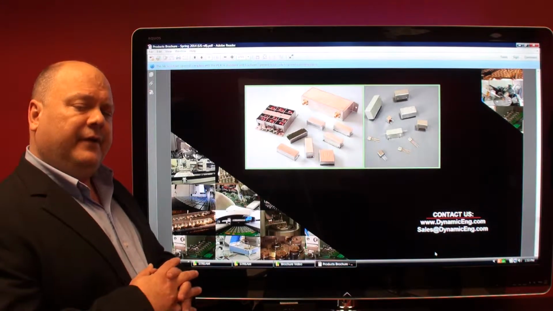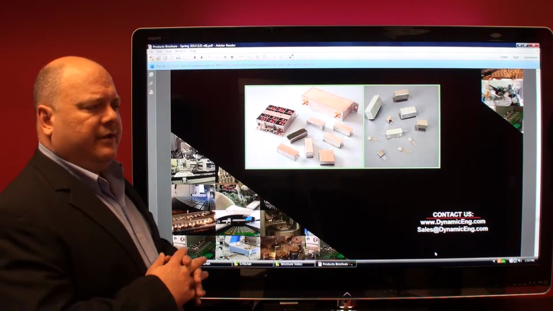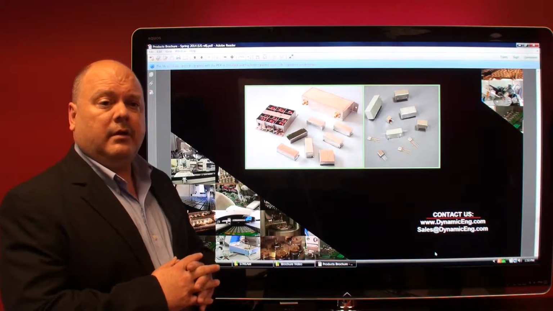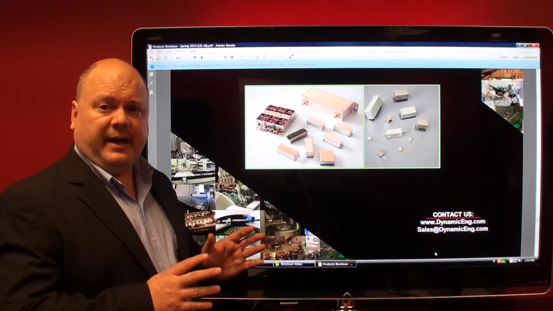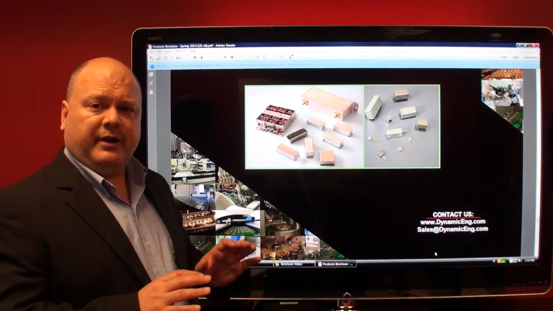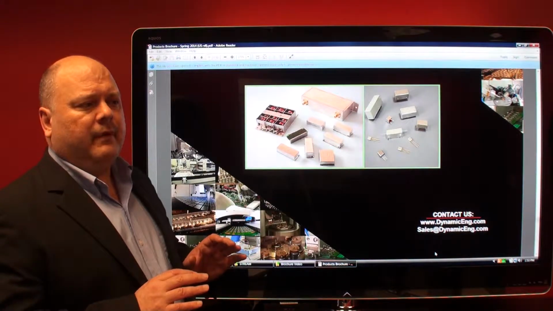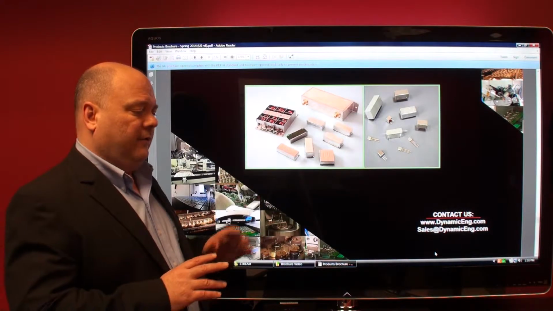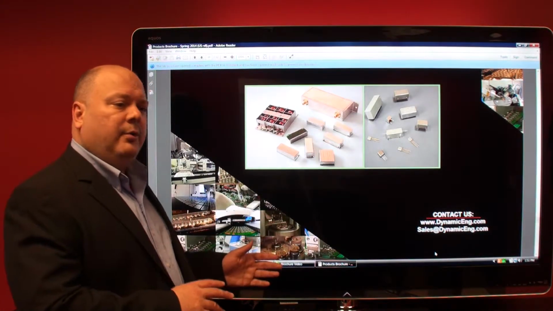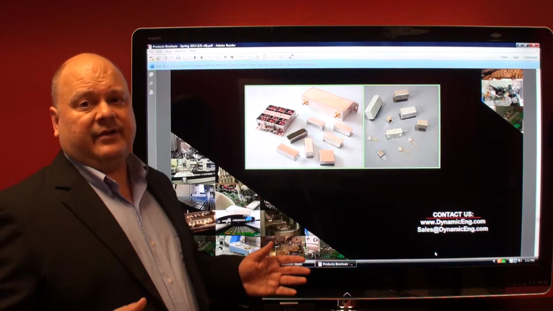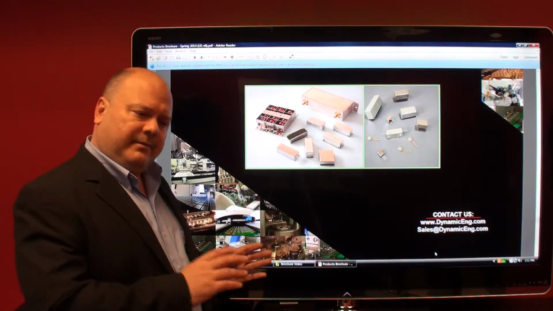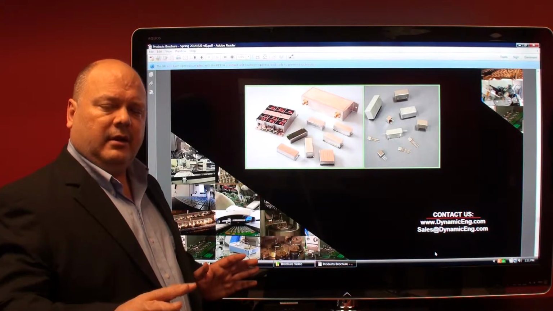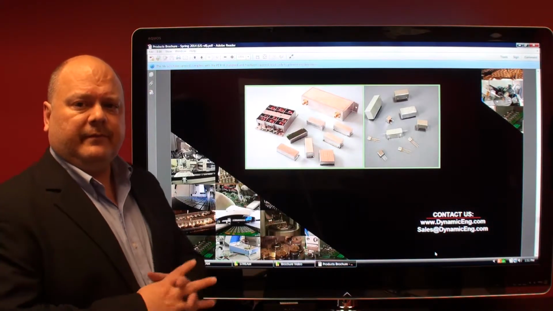On the LC filter product line, the LC filters are discrete components, inductors and capacitors, in an LC filter network. Based on the materials we might use, we can go anywhere from kilohertz all the way up to as high as 3 gigahertz, and sometimes beyond 3 gigahertz up to about 6 gigahertz.